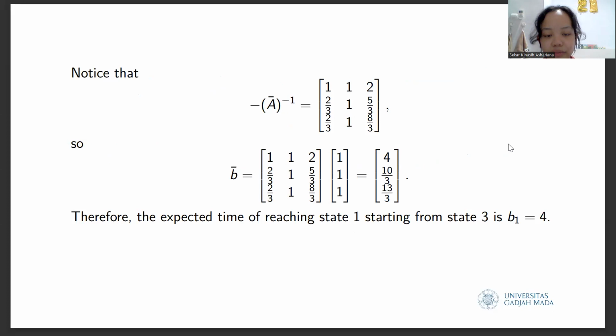So now that you have negative A bar inverse, you can just find B bar, which is negative A bar inverse times the column vector of 1. And then you get B1 equals 4, B2 equals 10/3, and B3 equals 13/3. So the expected amount of time until you reach state 1 starting from state 3 is B1, which is 4. So it'll probably take you around 4 turns to reach state 1 if you start from state 3.